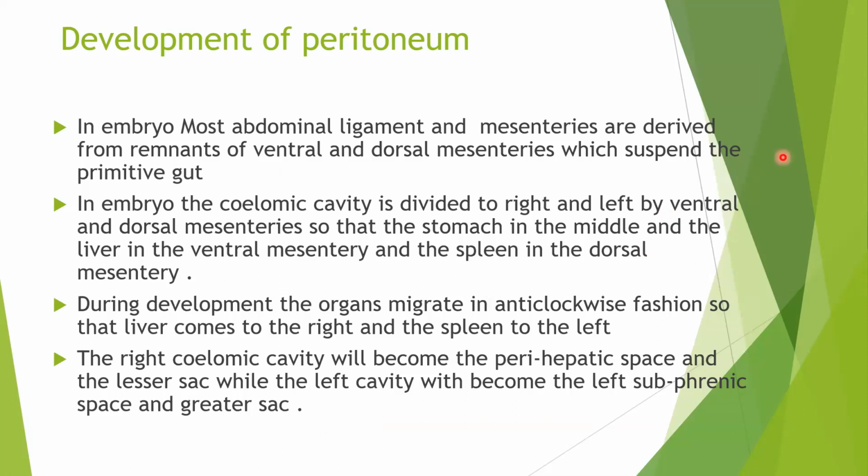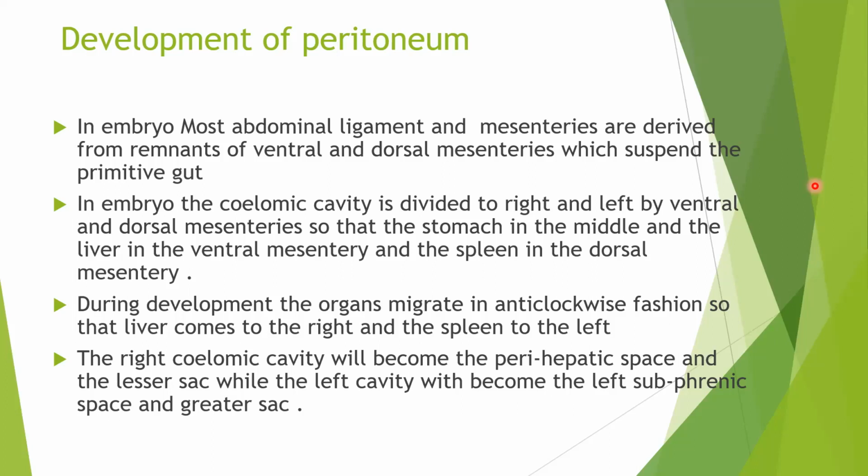Development of the peritoneum. In the embryo, most abdominal ligaments and mesenteries are derived from remnants of the ventral and dorsal mesenteries, which suspend the primitive gut. In the embryo, the coelomic cavity is divided into right and left by the ventral and dorsal mesenteries, with the stomach in the middle, the liver in the ventral mesentery and the spleen in the dorsal mesentery.